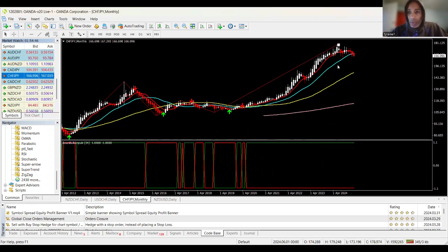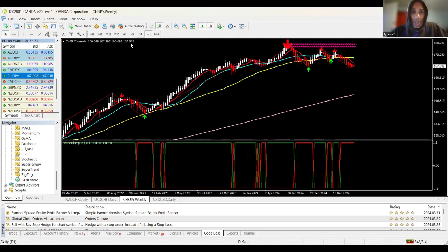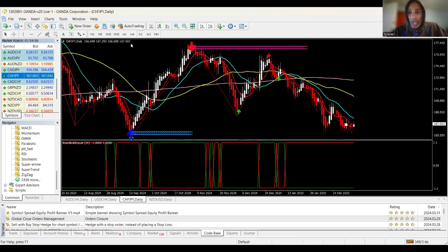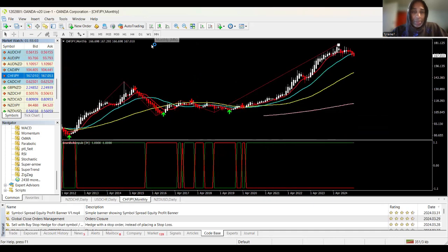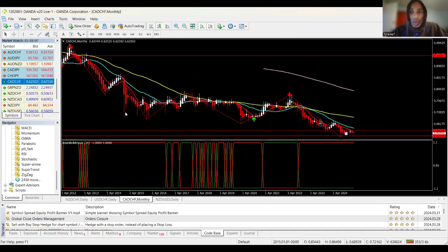This is CHFJPY. It does look like we're starting to go down on a monthly, but kind of already missed this. It's been going down for weeks, for days, and it looks like it may be about to start to go up. So this could just be a pullback, but I definitely wouldn't get in this right now on no monthly chart.